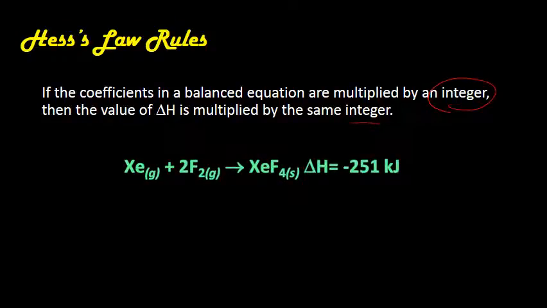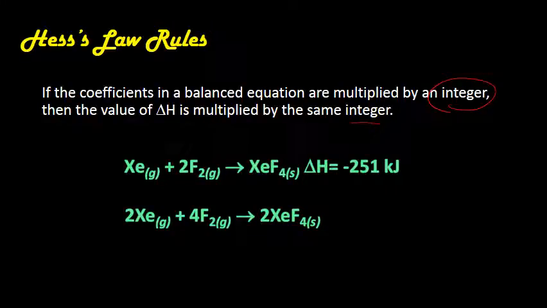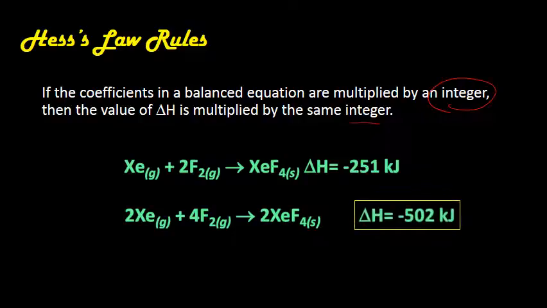Let's take that same reaction I used a moment ago where the change in enthalpy was negative 251 kilojoules. For reasons that I know are not yet clear, I'm going to multiply each one of those coefficients by 2. Well, what am I going to have to do to the amount of enthalpy? You guessed it. I'm going to have to multiply that by 2 because negative 251 kilojoules times 2 is going to be equal to negative 502 kilojoules.